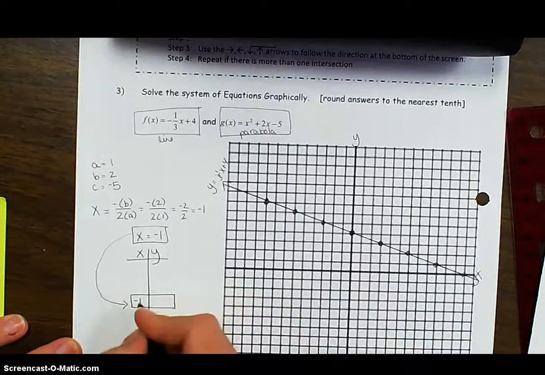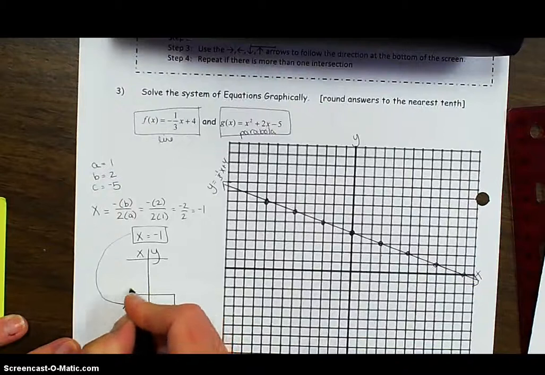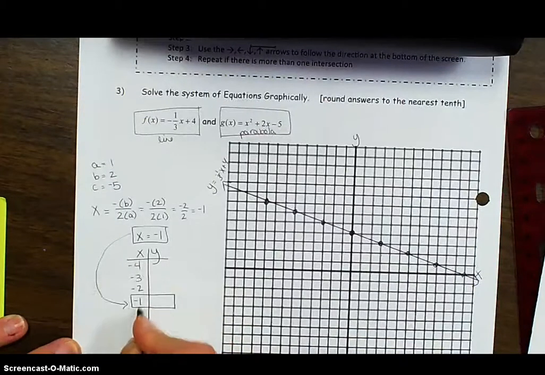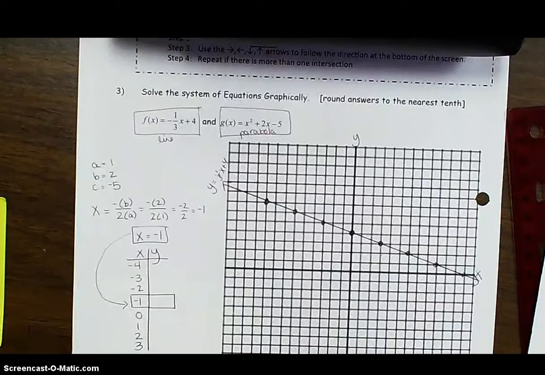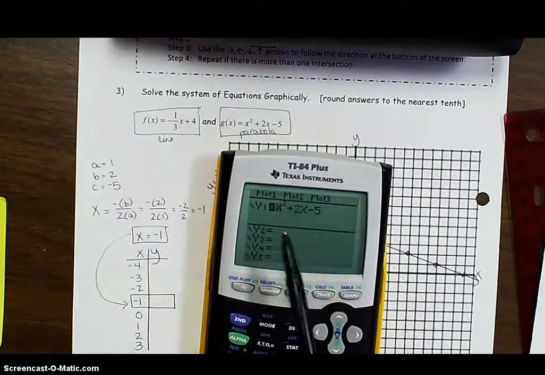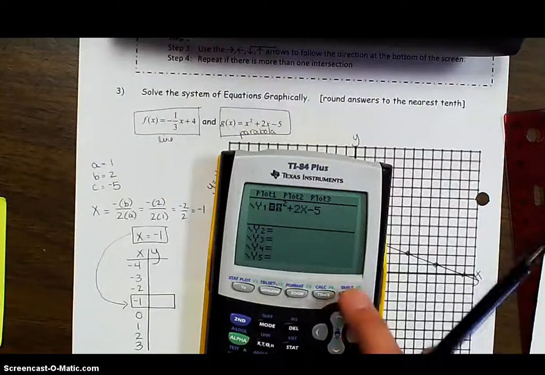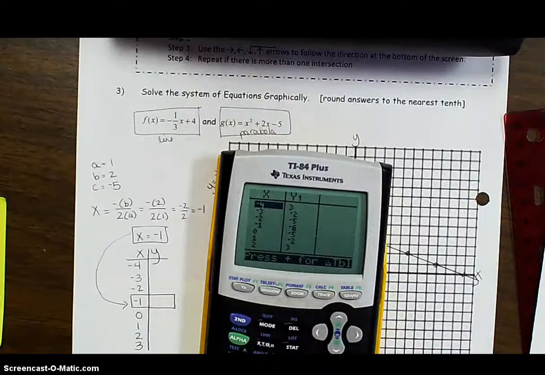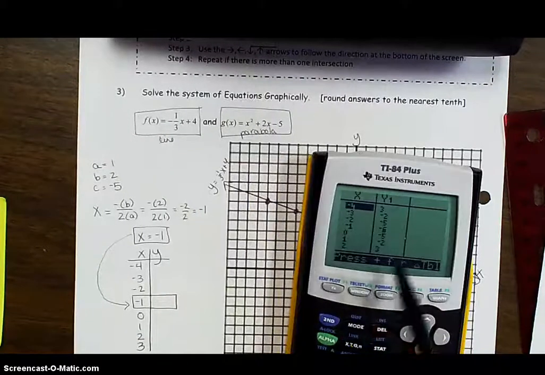Now I have to go at least 3 values above and 3 values below. So smaller than negative 1 is negative 2, negative 3, negative 4. Then 0, 1, 2, and 3. Okay, so to find these values, I'm going to go to the calculator, go to my y equals, plug in the equation, and go to our table of values. And then we can get all of our points.